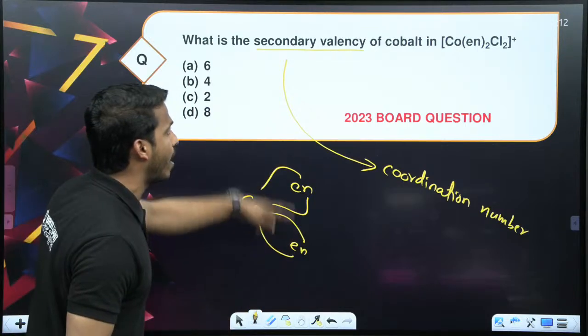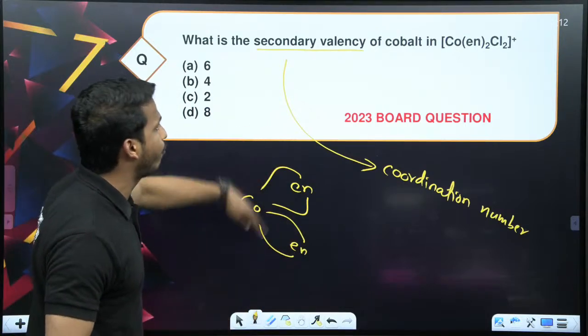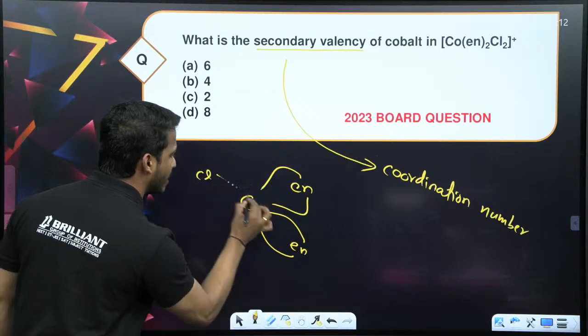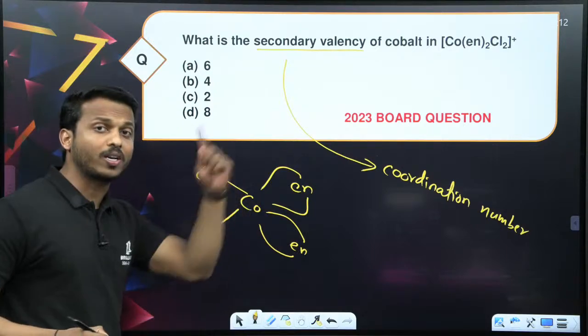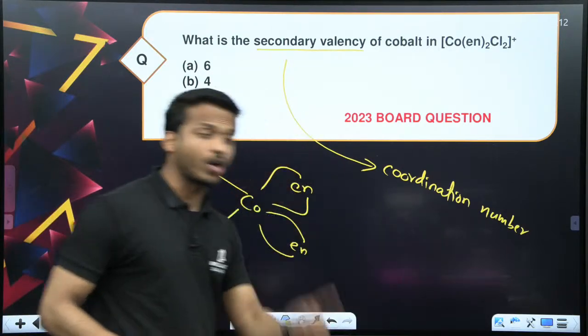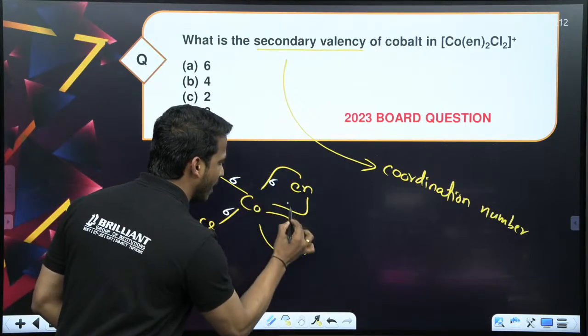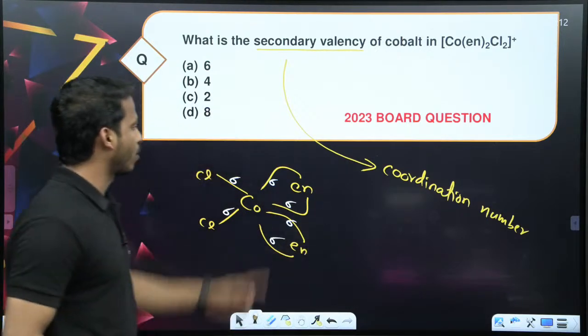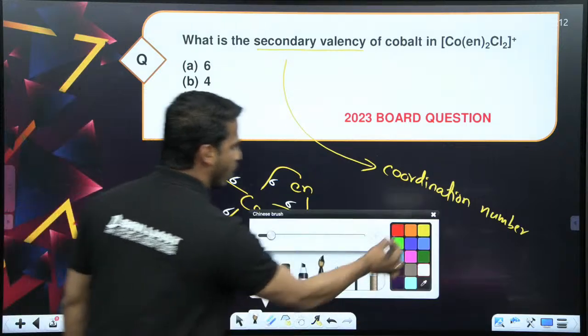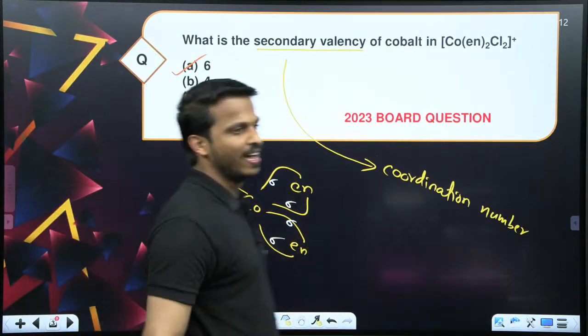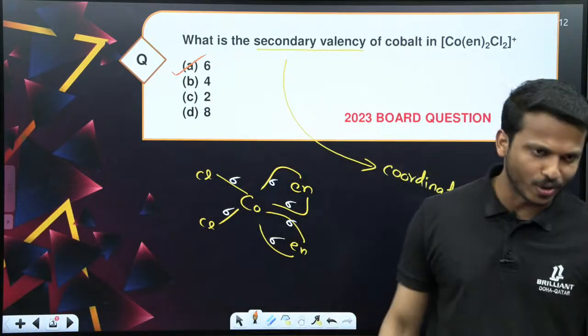One En can provide 2 sigma bonds, so 2 En gives 4 sigma bonds, and Cl is a monodentate ligand. So in total, how many sigma bonds are there? Very clear: 1, 2, 3, 4, 5, 6. Yes, total 6 sigma bonds are there. Let's go with option A as the correct answer. Yes, option A, right? No doubt, Nima.